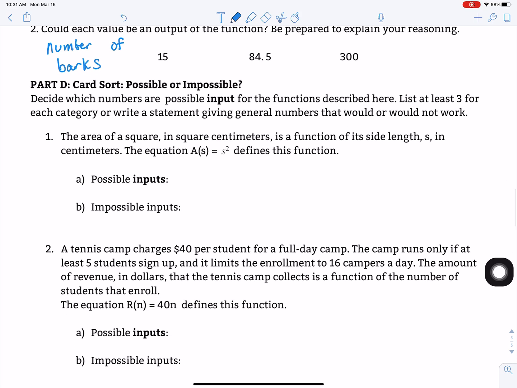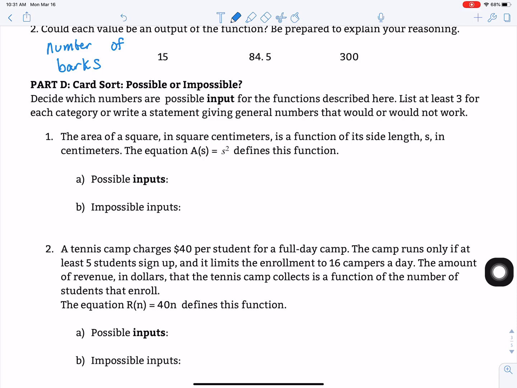Part D, we don't have cards because you're at home, so I can't give you cards. We're just looking for things that are possible. I'm going to work through the first one, and then you'll be able to work through the rest of those. And then again, I'll look at the output piece. It said, decide which numbers are possible input values. Again, we're talking X values on these. So it says list at least 3 for each category, or write a statement giving general numbers that would work or would not work. We're talking about an area of a square in square centimeters as a function of its side length S in centimeters.